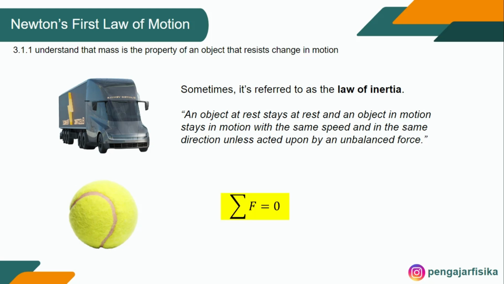We may also call the law of inertia Newton's first law of motion, and we can write it down as sigma F equals 0. It means that if the total force, or the resultant force, equals 0, there are two possibilities for the object. First, maybe the object stays at rest, or maybe the object is still moving at constant speed.